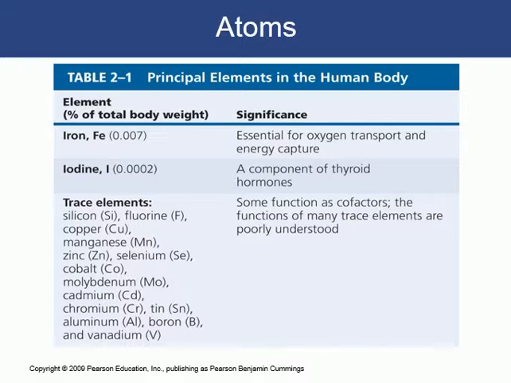Iron, for example, is important for carrying oxygen. Iodine is important for the thyroid hormones. And there are trace elements that are needed in tiny amounts. Basically, these are cofactors. If you remember what cofactors are, they're the helpers of the enzyme. Okay?